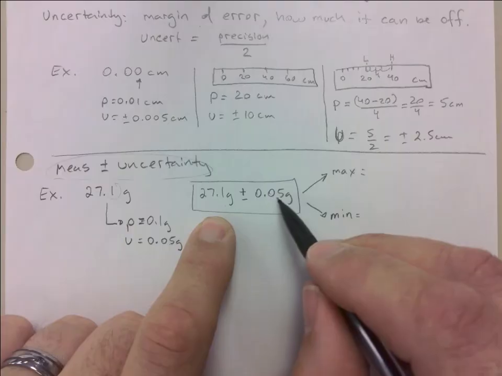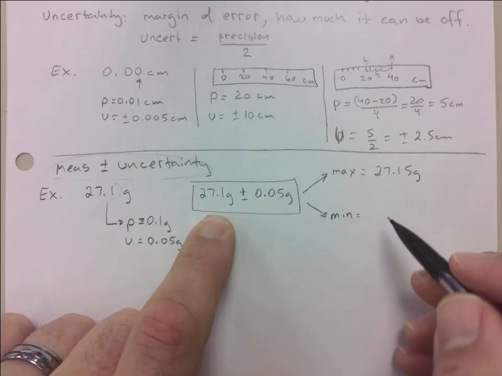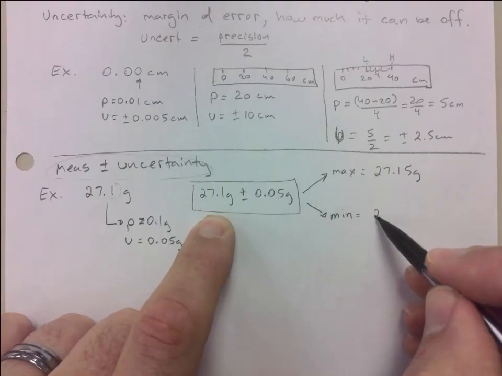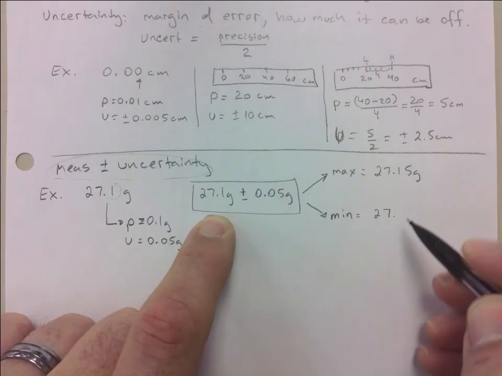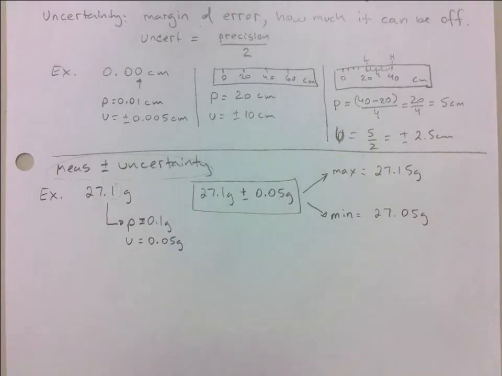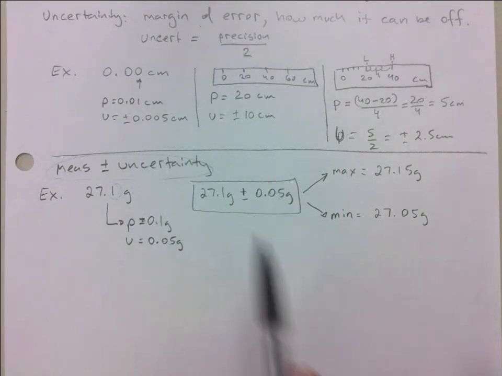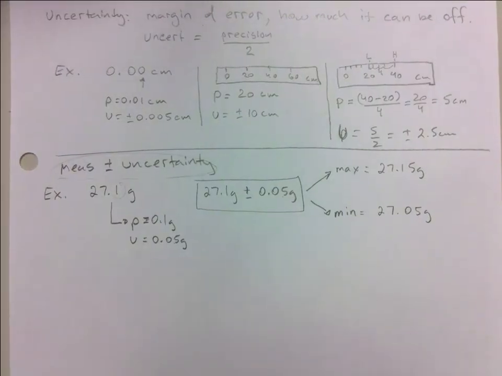So it's a little different. So what happens when you add these two? You get 27.15 grams. If you subtract, you get 27.05 grams. So basically add and subtract to get that. So read the question carefully. Obviously, if it's max, you're going to want to add. If it's a min, you're going to want to subtract. Okay, so that's that.